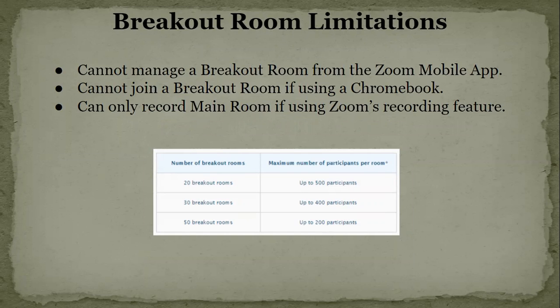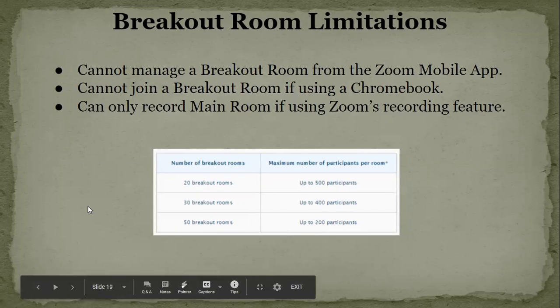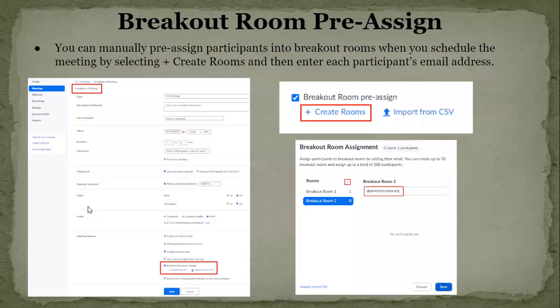And then also, you can only record the main room. We're in a main room right now, and if I were to send people to breakout rooms, you couldn't record those breakout rooms using the Zoom recording feature. You could only record the main room. And again, there are also some maximum numbers of participants. I think those are hefty numbers, but just so if you're ever curious, if you've got larger groups you want to break out, those are the maximums.